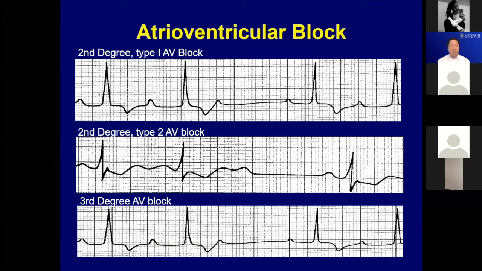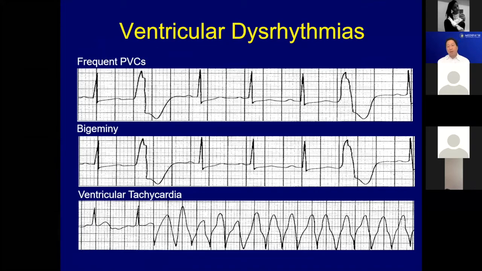So you'll see first degree block, second degree AV block, even third degree AV block. Those are potential effects of digoxin. Next slide. And then you get ventricular effects with PVCs, bigeminy, VTAC. Next slide.